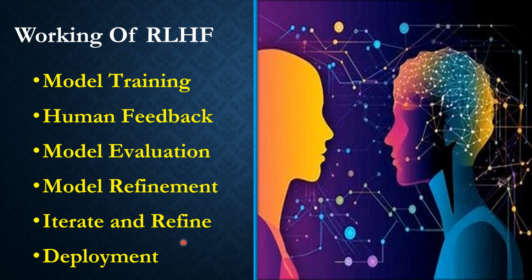So the process of training, evaluation, refinement and retraining is repeated iteratively until the model reaches an acceptable level of performance. And this model's performance is continually updated based on the feedback received from human users, allowing it to learn from real world interactions and preferences. And finally, deployment. So once the model has been trained to an acceptable level of performance, it can be deployed in a production environment.